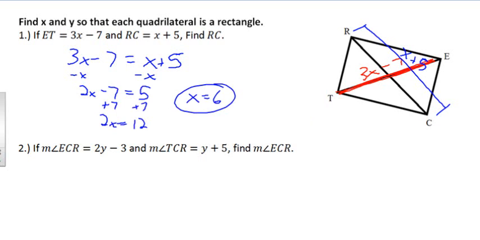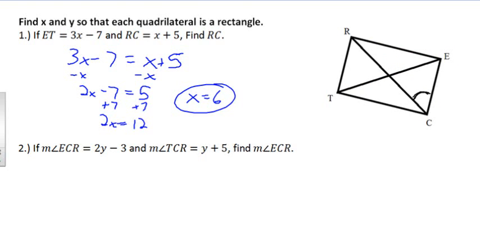You can quickly double check to make sure you got that right. x plus 5 would be 11 units, and 3 x's would be 18 minus the 7 would be 11 units as well. So since they both did turn out to be congruent, we know we got that first problem right. Problem number 2, if the measure of angle ECR is 2y minus 3, well, ECR is that angle right there.